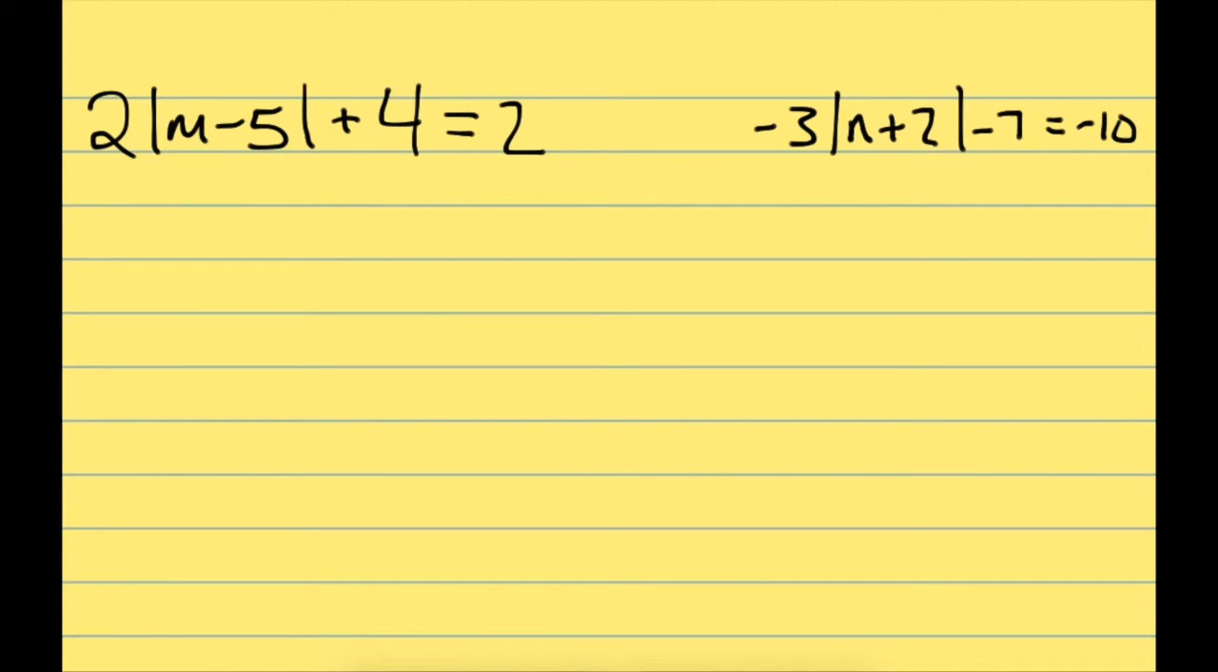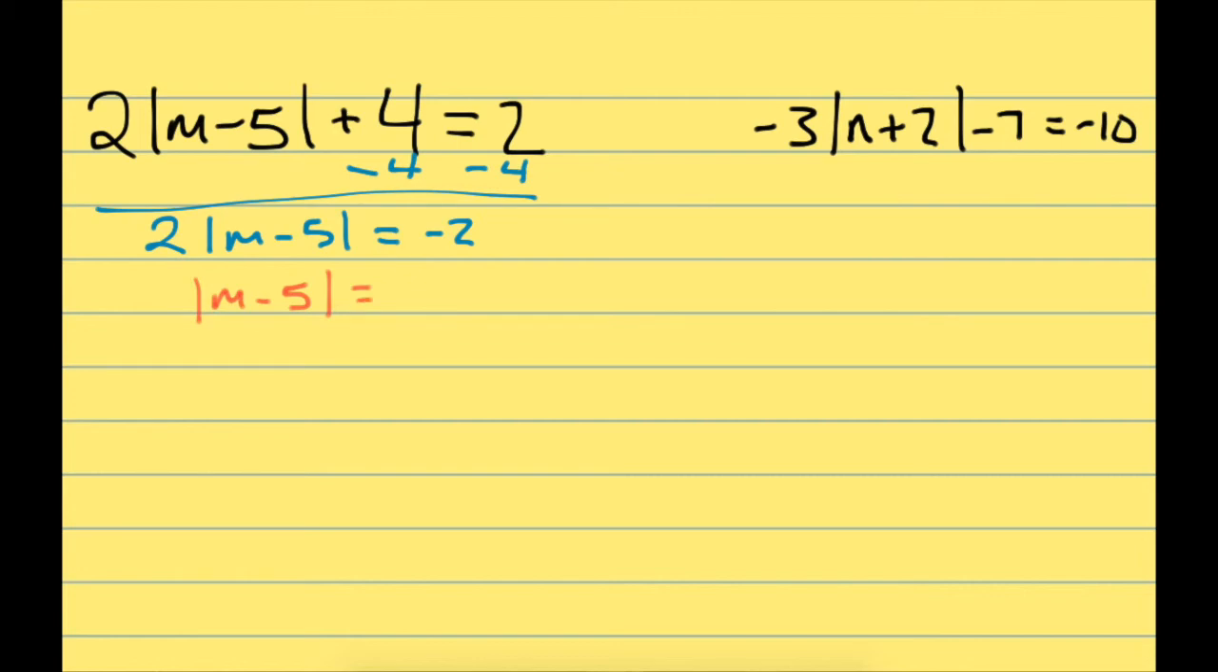Okay, so on the left, our first step is to subtract 4 from both sides, which gives us 2 times the absolute value of m minus 5 equals negative 2. And then we divide by 2, which gives us the absolute value of m minus 5 equals negative 1. But remember, the absolute value can't equal a negative number. So this is a no solution case.